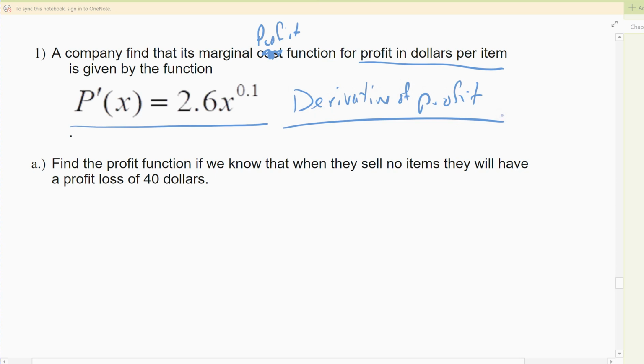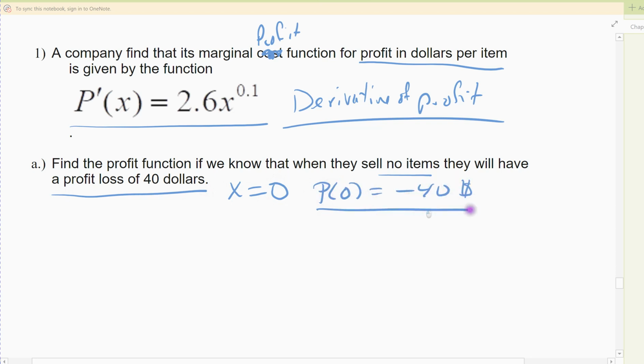Find the profit function if we know that when they sell no items, they will have a profit loss of $40. So that's my initial value. I know when x equals 0, the profit at 0 is negative $40. When 0 goes in, negative 40 should come out.